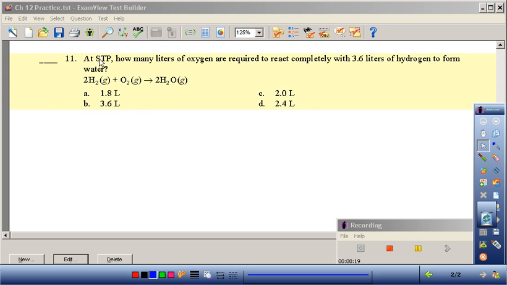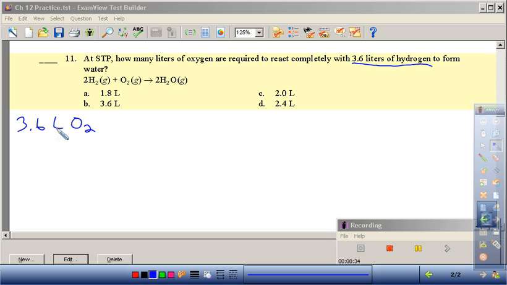At STP, don't worry about it. Not important for us at this time. All of our problems are going to be at STP. What are we starting with? Well, there's only one number. So 3.6 liters of O2. Make sure you put how you're measuring and what you're measuring.